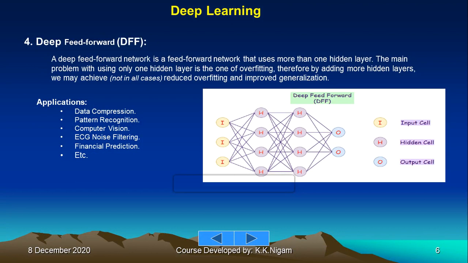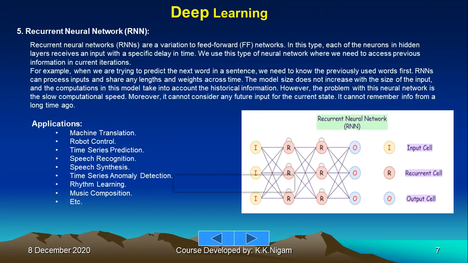Now, deep feed forward. A deep feed forward network is a feed forward network that uses more than one hidden layer. The main problem with using only one hidden layer is the one of overfitting. Therefore, by adding more hidden layers, we may achieve, not in all cases, reduced overfitting and improved generalization. Applications of this are data compression, pattern recognition, computer vision, ECG noise filtering, financial prediction, etc.